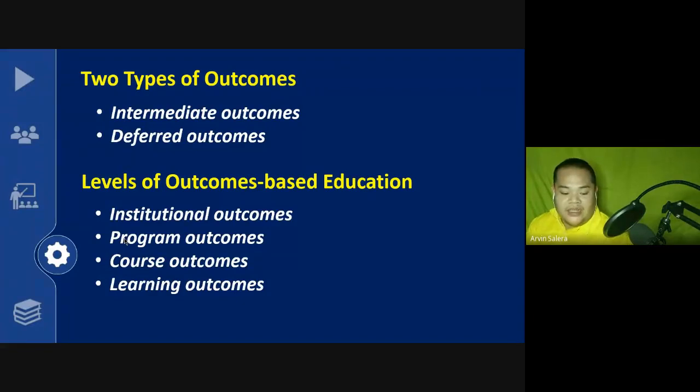Okay. Next is learning outcomes. Learning outcomes or instructional outcomes are statements that explain what the students can do after a specific lesson or topic. So, in every course outcome, there are what we call intended learning outcomes, aligned to it, which are the specific outcomes. Those are our objectives.